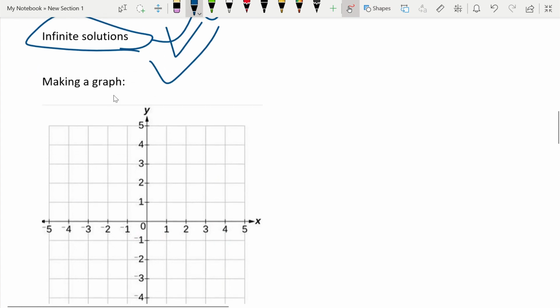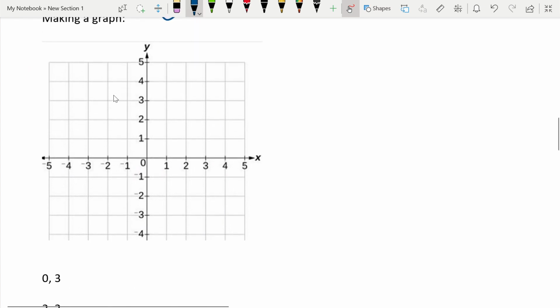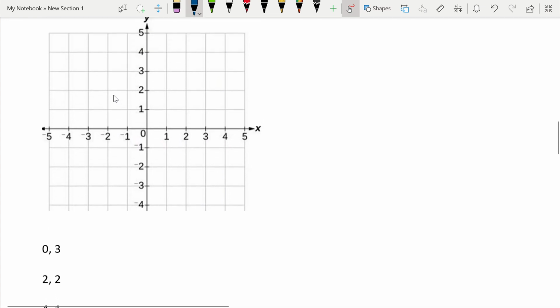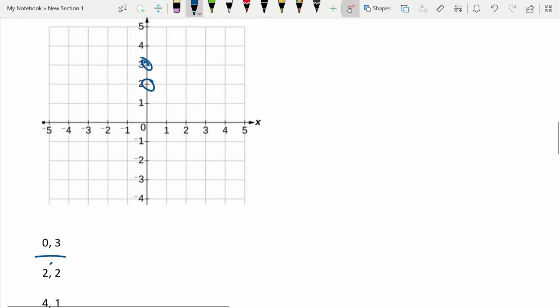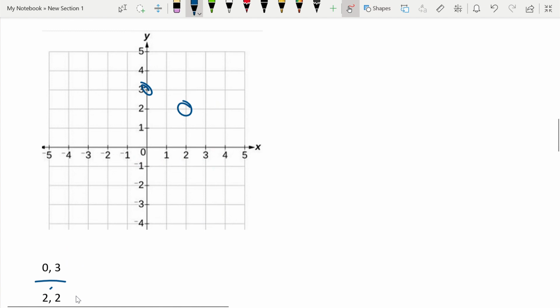Now, making a graph. We have learned this in the last chapter, but let's quickly revise. If you've got 0 and 3, you have the x first. So you've got 0 for x and 3. So that's going to be over there. If you've got 2, 2, that's going to meet over there. So our point is going to be that. Then we've got 4, 1. 4 is the x, and 1 is the y, which is going to be there. What are we forming? We are forming a line.